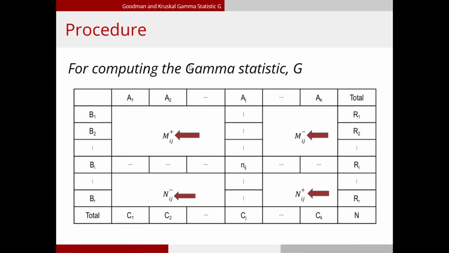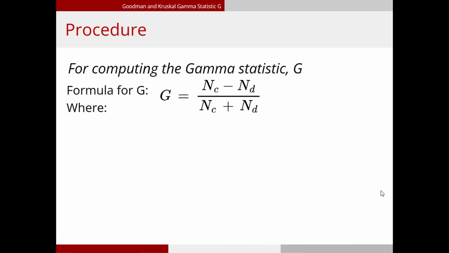You would notice here in gamma statistic G that we mostly use these two big N's. And these two big M's, on the other hand, would be used as well for the next topic, sovereignty. So this is the formula for G.